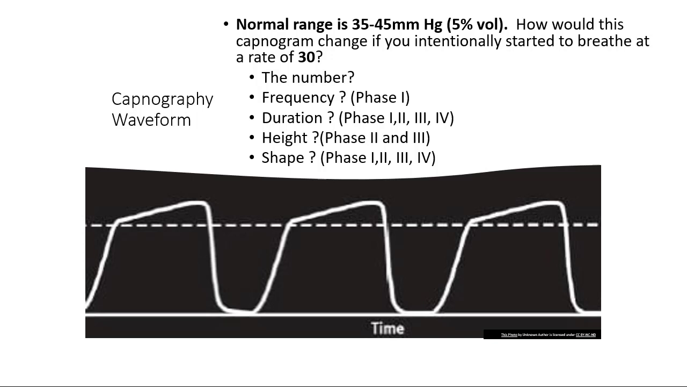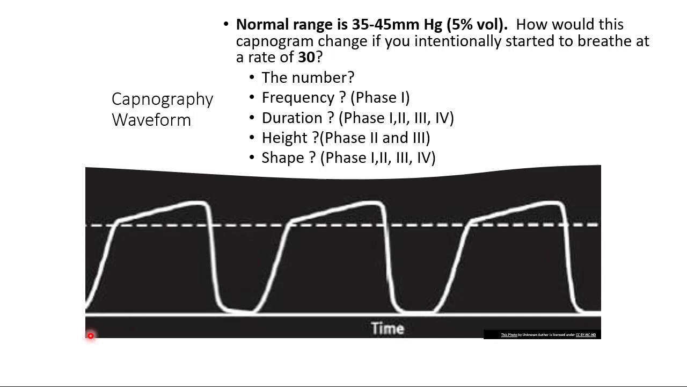So let me ask you something. Picture this end-tidal CO2 waveform. We'll say you normally are breathing at 20, and everything else is identical. Nothing else has changed. Suddenly we're starting to breathe at 30, or we're breathing the patient at 30 for whatever reason. What would happen if everything else stays the same? I'll let you pause the video, take a second, and contemplate frequency, duration, height, and shape. So pause now.